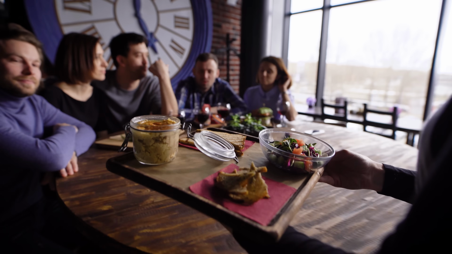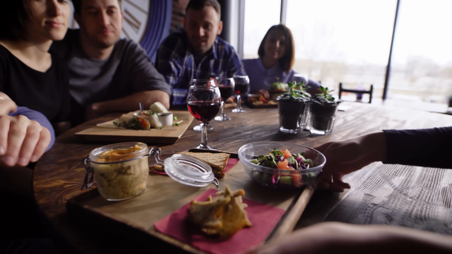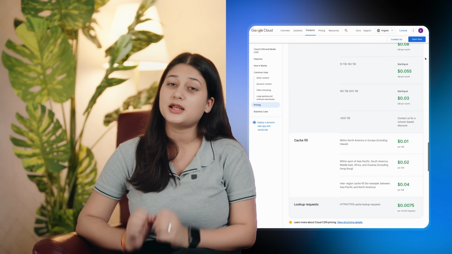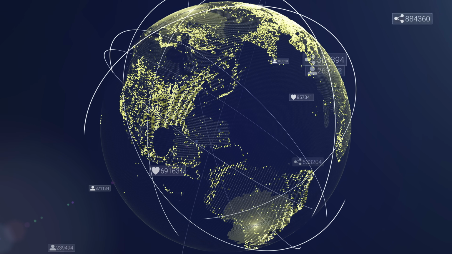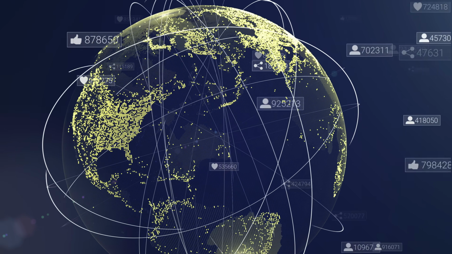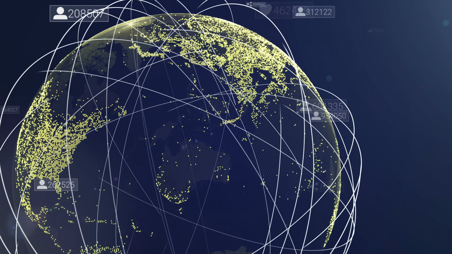But what about getting food to all your customers fast? That's where CDNs come in. A CDN, or Content Delivery Network, is like having multiple kitchens around the world. It stores copies of your web app's files in different locations, so everyone gets lightning fast loading times.